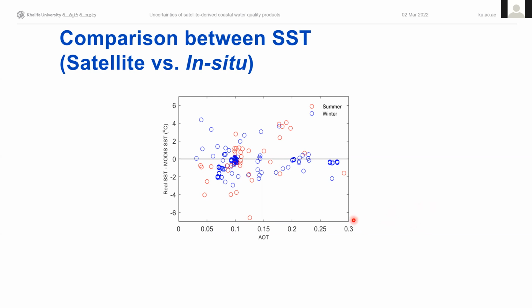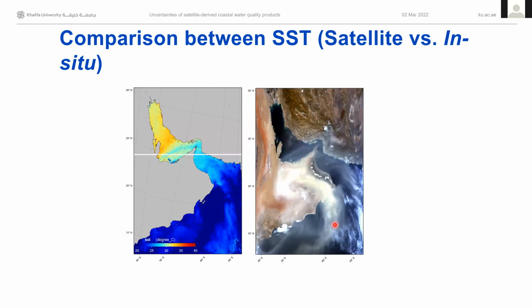So to check the impact, we tried to get a case study. For example, here there was a massive dust storm that happened in July 2019, and mostly you see the dust covering the southern UAE and also part of the Sea of Oman. So we tried to look at the sea surface temperature that was estimated during this dust storm, even though we don't have the in situ data yet.